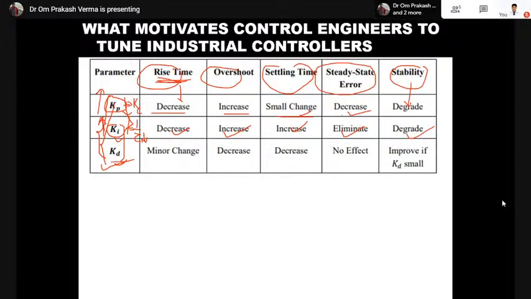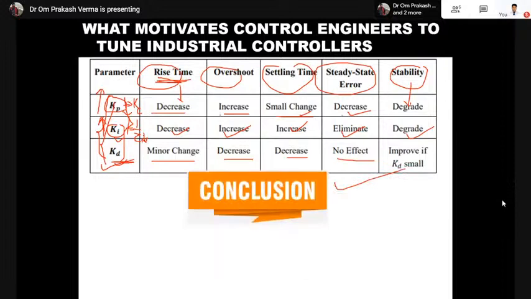Similarly, the KD is totally based on simulation. I will show you one simulation so that you can understand it very easily. For the KD, a minor change occurs in the rise time and overshoot. This criterion is like this.